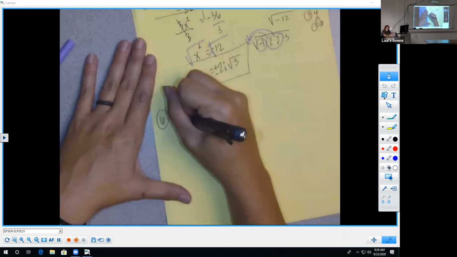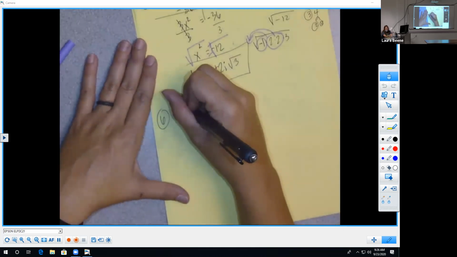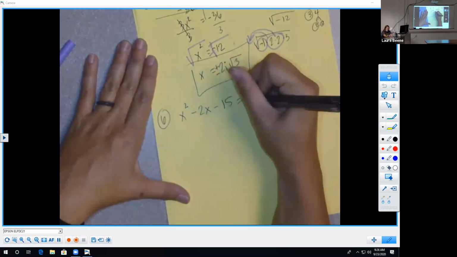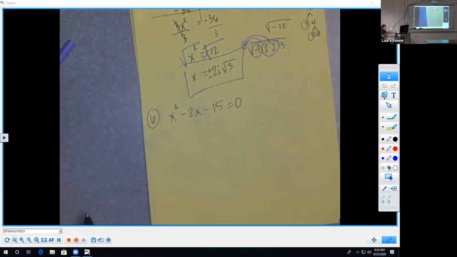Okay, try this on your own. x² - 2x - 15 = 0. Choose a method and solve that one.